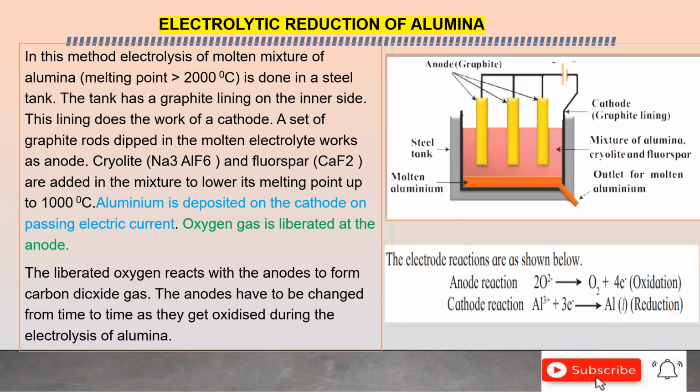The anode has to be replaced from time to time. Why? Because oxygen gas liberated will react with the anode and it will undergo oxidation. So we have to replace the anode from time to time. The diagram also you have to draw. So diagram, explanation and all the equations. Then only you will get full marks.